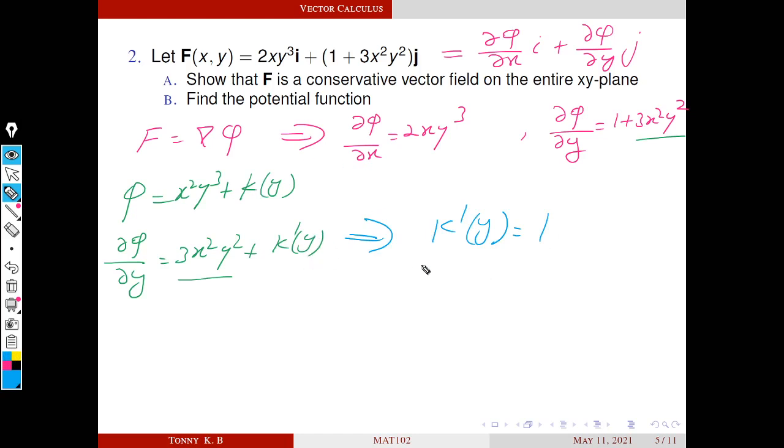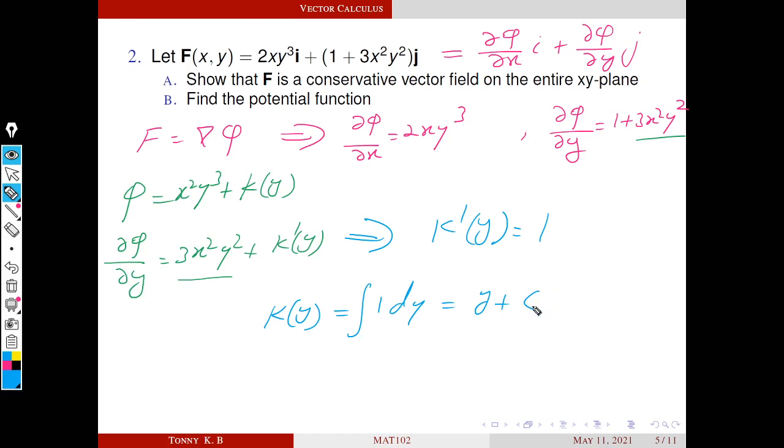Okay, to find k of y, we have to integrate this equation with respect to y. Now this k is a function of y alone, so we can integrate. The left-hand side becomes k of y, because this is the derivative with respect to y and k is a function of y alone. And the right side becomes the integral of 1 dy. Now we're treating this expression as a function of y alone, so this becomes y plus some constant of integration.